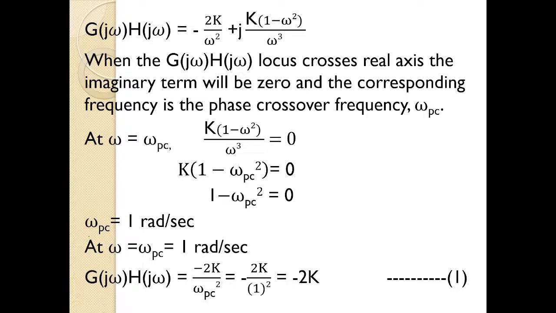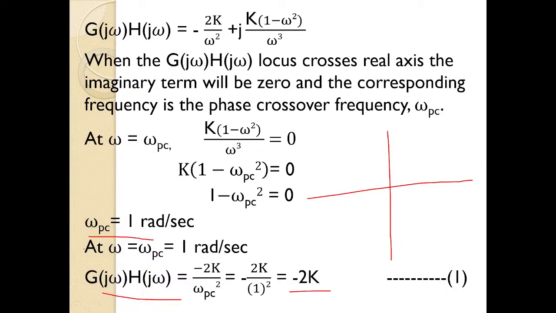So at omega pc is equal to 1 radian. What about G of j omega H of j omega? Substitute the omega pc value in the above equation. You will get G of j omega H of j omega is equal to minus 2K. Now you can locate that point on your G of j omega H of j omega plane.